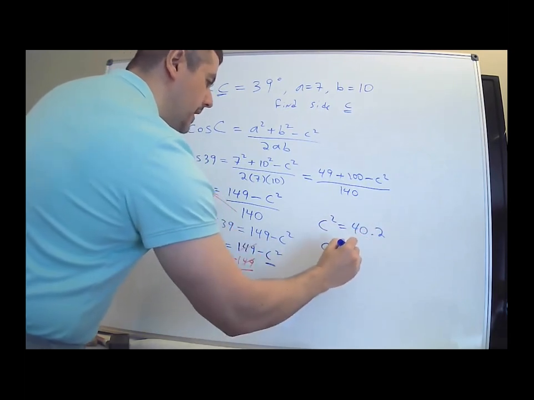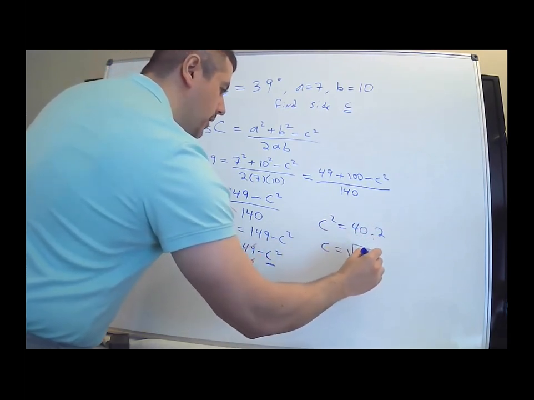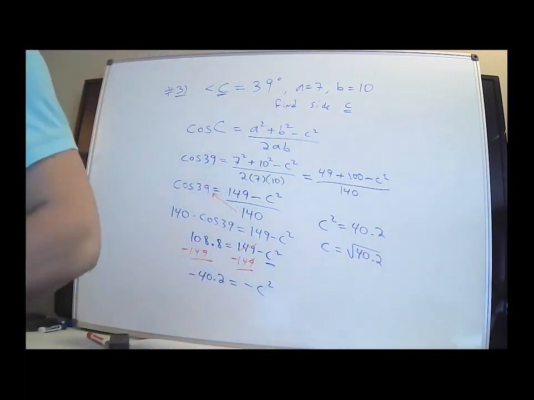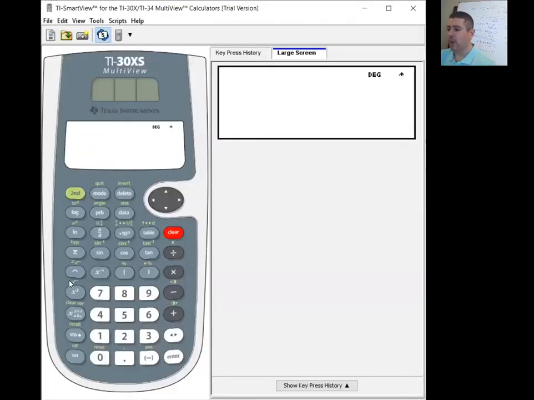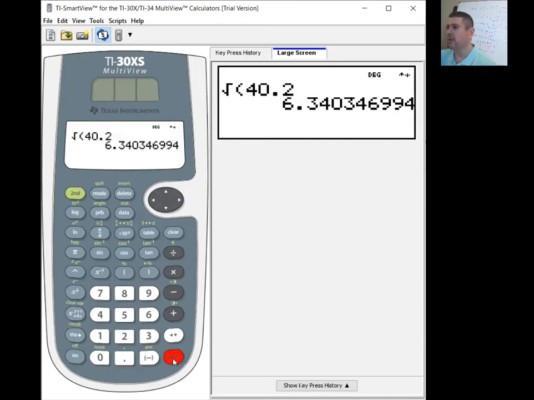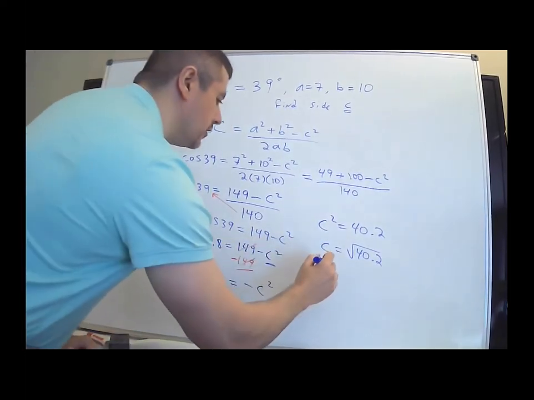So then C must be radical 40.2. And I don't know what that is. I know it's more than 6 because I know radical 36 is 6, and I know 40 is bigger. So remember, on your calculator down here, there is an x squared button. Above it, you have a radical. To get to that, you go second squared. So now I have the radical symbol. And I'm going to put 40.2. It's like 6 point something. 6.340. Nice. No rounding there. 6.34. So side C is 6.34.